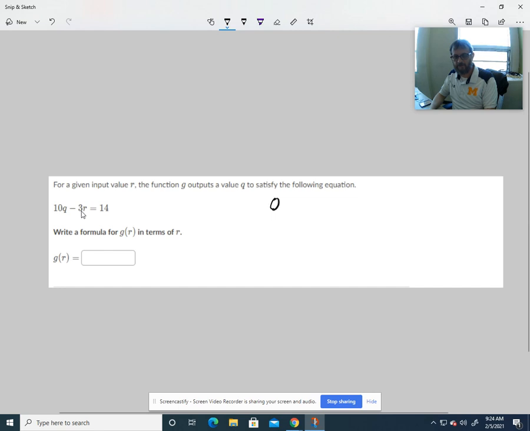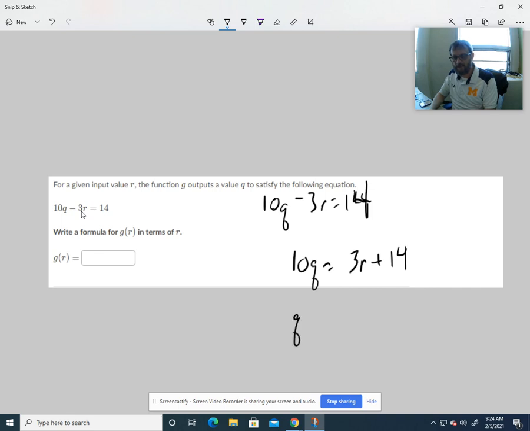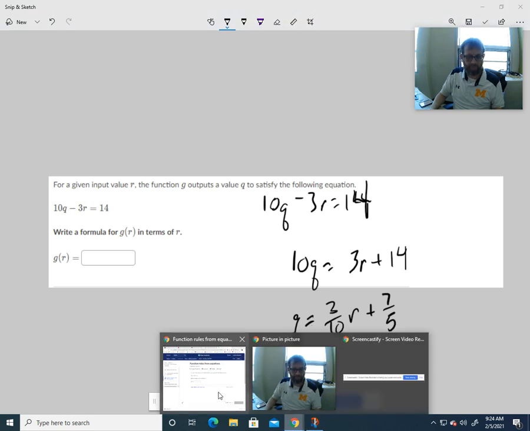We have 10q minus 3r is 14. Ooh, that was horribly written. And then I'm going to add the 3r. Now we're going to try that thing where I said I could have maybe done it a different way. We're going to divide each individual term by 10. So I get this. And then 14 over 10, that reduces to 7/5. So 3/10 r plus 7/5. Let's see if it accepts it that way.